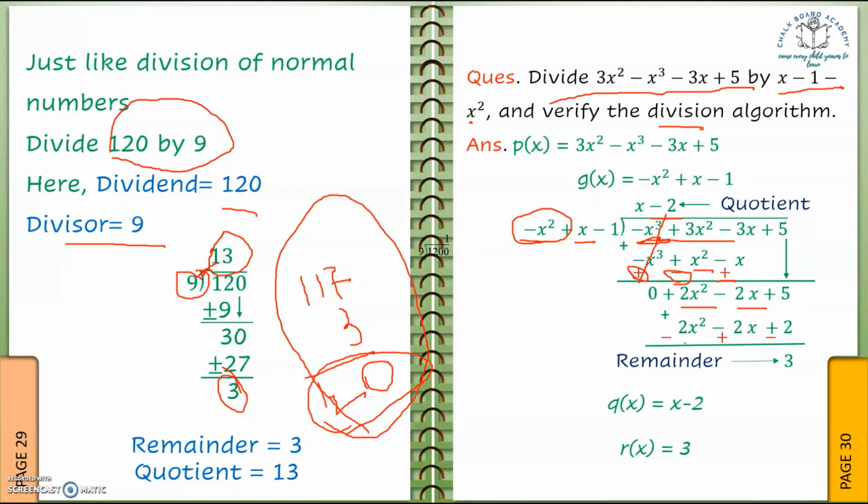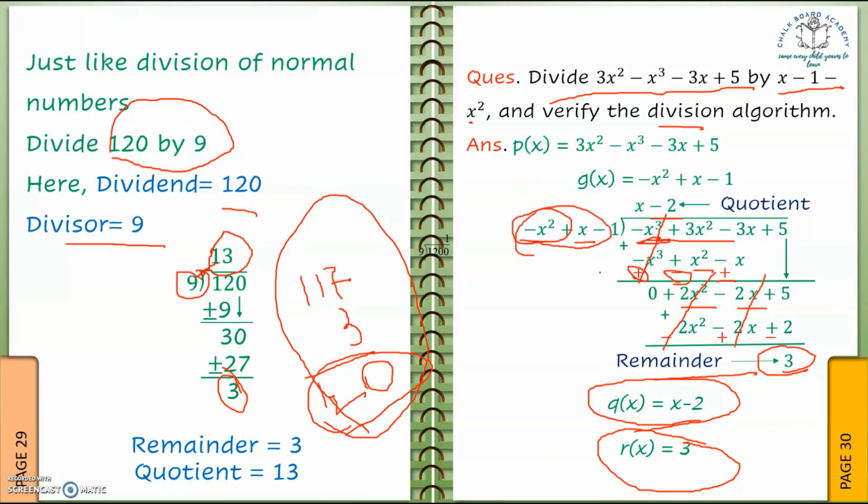Again sign change, like plus 2x square is equal to minus 2x square now, and then this is minus 2x, and then this is minus 2. So this 2x square is eliminated by 2x square. 2x is eliminated by 2x now, and we are left with 5 minus 2, that is 3. So the remainder here is 3, and the quotient here is x minus 2. So q(x) here is x minus 2, r(x) here is 3, and we already have g(x) as this and p(x) is this.